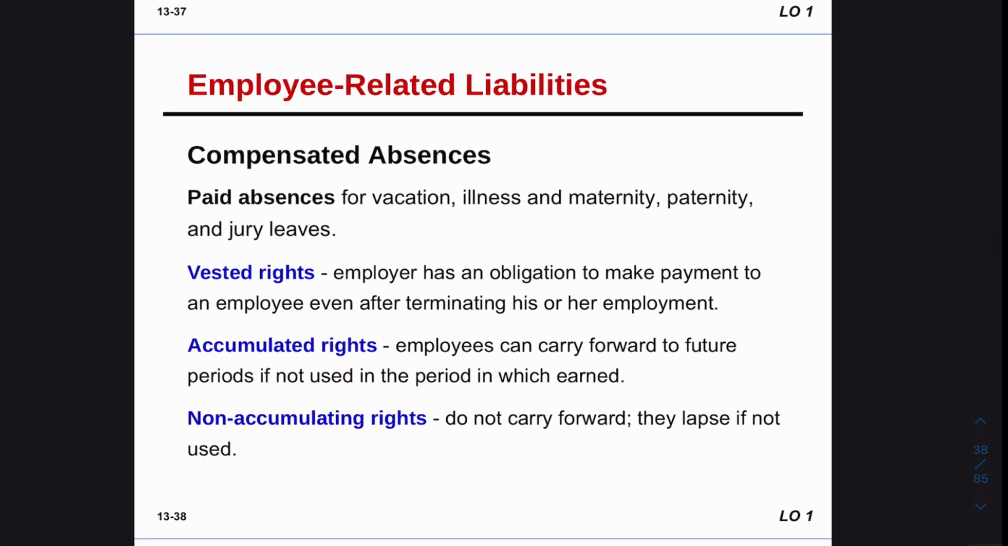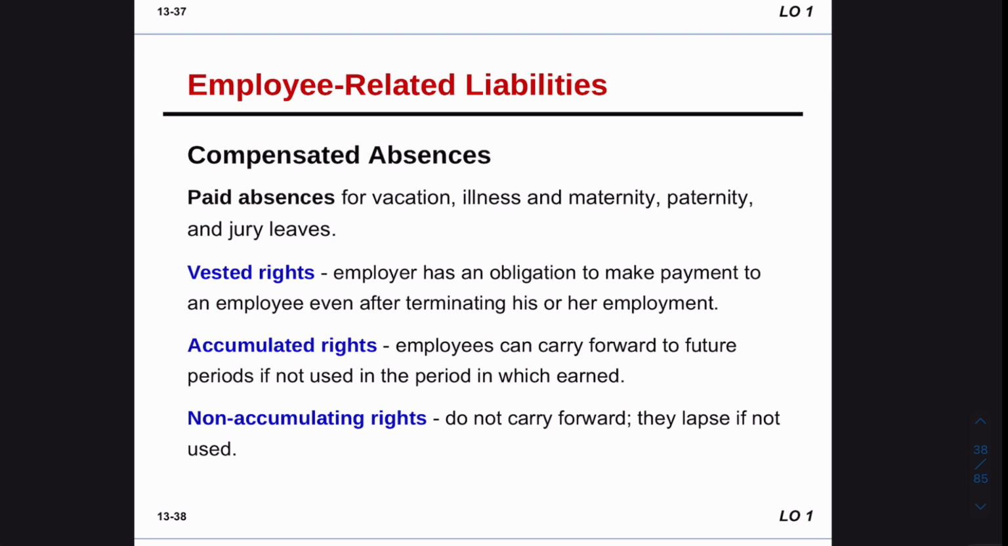And then we have compensated absences. Sometimes companies legally have to pay their employees for vacation, illnesses, maternity, paternity, or jury leaves. All these they are legally required to pay, so it's considered a current liability. We have the vested right, which is when the employer has an obligation to make a payment to an employee even after terminating his or her employment. So even if he finishes the employment, the employer still has an obligation to make a payment.